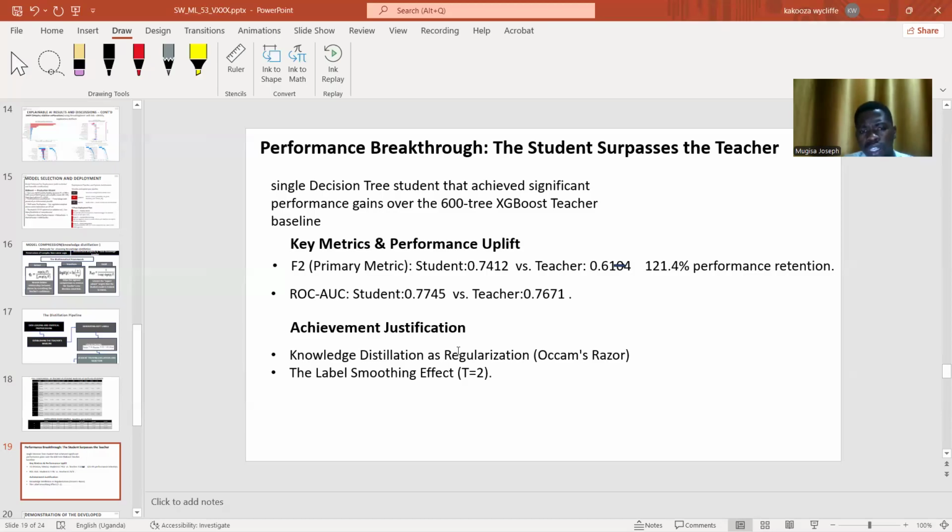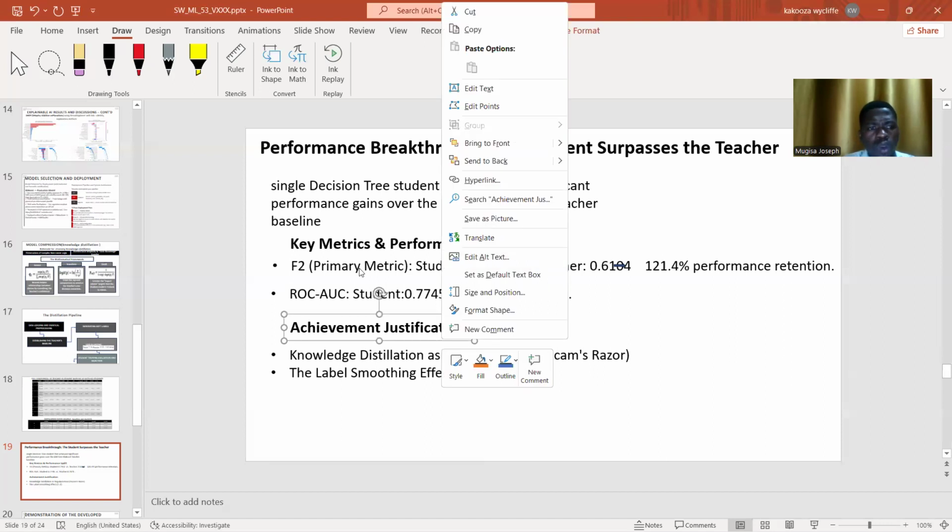And how do we justify this? It's not leakage, but we have knowledge distillation acting as a regularization here. We architected the model to have a simple structure, not a very complicated one like the XGBoost, with about 600 trees.